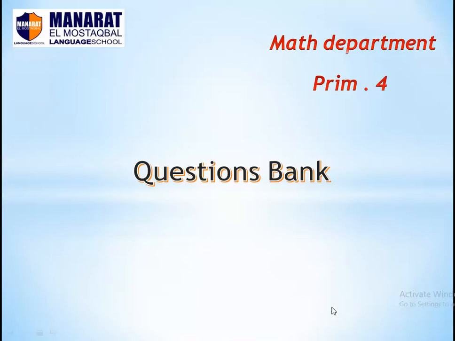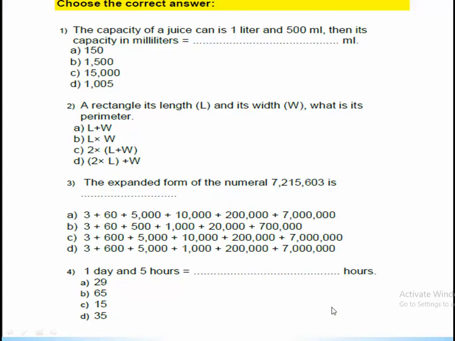Okay, let's see. The capacity of a juice can is 1 liter and 500 milliliters. Then its capacity in milliliters. So we are going to convert from 1 liter to milliliters. From 1 liter to milliliters it will be 1000 milliliters. Then add 500 milliliters, it will be 1500 milliliters.